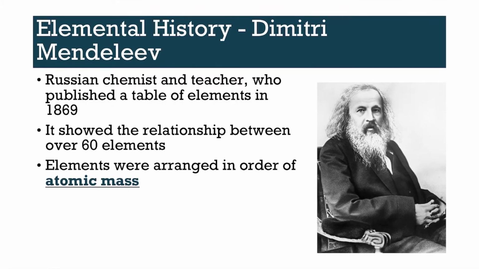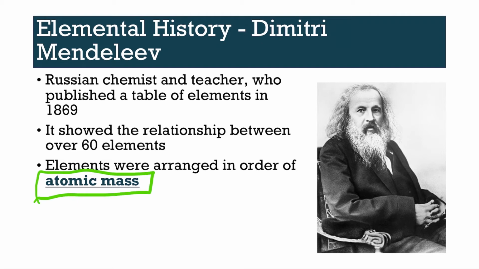Okay, so let's fast forward a few more years. Now it's 1869, and Dmitri Mendeleev comes into play. He is a Russian chemist and teacher, and he published a table of elements. He showed a relationship between over 60 different elements. That's a big step up from what Dobereiner was doing. Now Mendeleev has so many more elements, and he organized them by atomic mass.